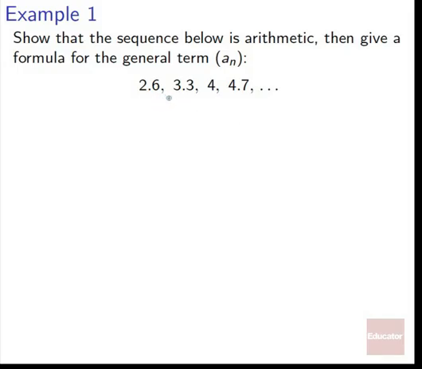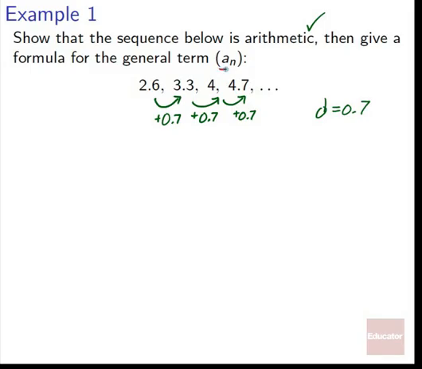So first, to show that it's arithmetic, we need to show that it has a constant difference. To get from 2.6 to 3.3, we add 0.7. To get from 3.3 to 4, we add 0.7. To get from 4 to 4.7, we add 0.7, and we can see that this is going to keep going like this. So it checks out. It is an arithmetic sequence because it has a common difference. Its common difference is 0.7.